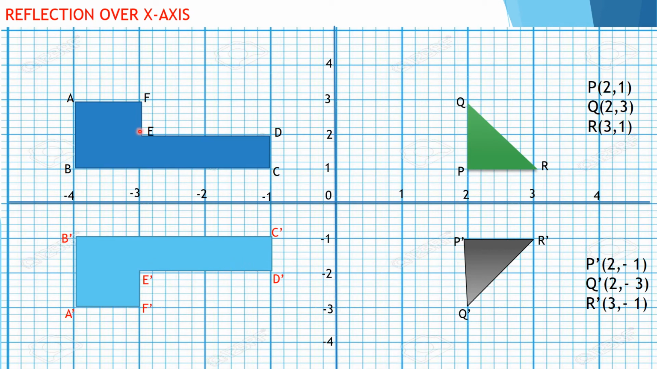E is -3 and 2, and will now be -3 and -2. And F, which is -3 and 3, will now be -3 and -3. So you take the negative of the y's. The x remains the same and y is negated.